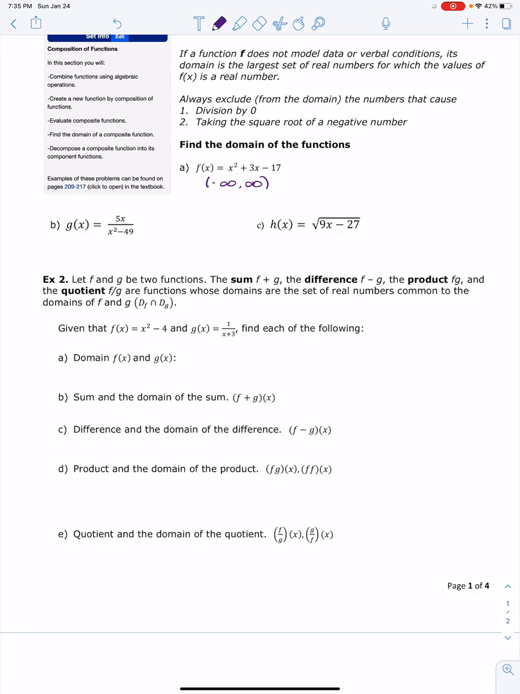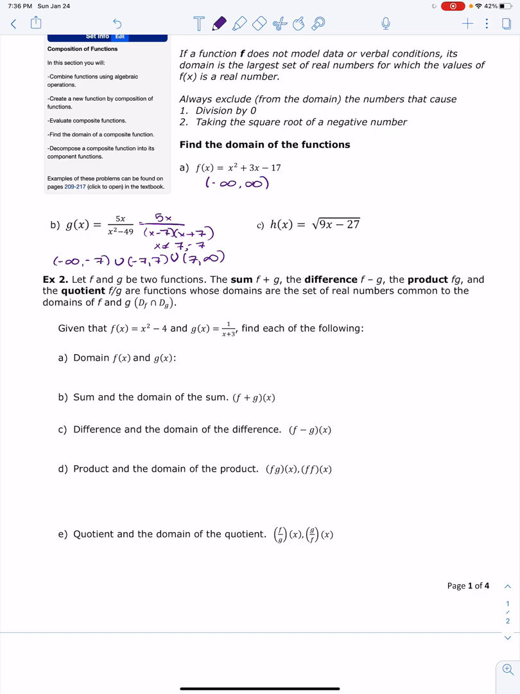B, we've got a variable in the denominator. So now we were in that situation where we could potentially have to divide by 0, which we don't want to do. Factor the denominator, we know x cannot be 7 or negative 7. In interval notation, we go from negative infinity to negative 7, and then negative 7 to 7, and then 7 to infinity. So everything except for negative 7 and 7.